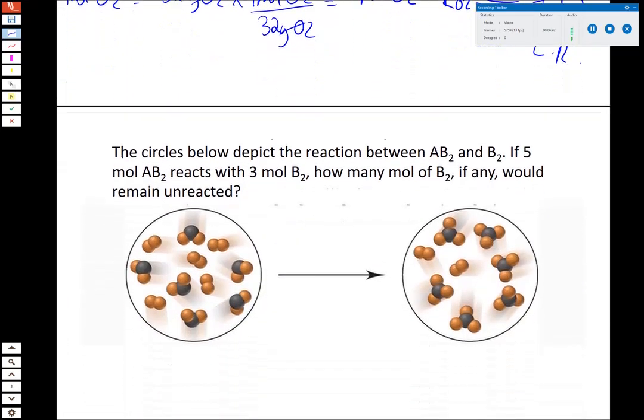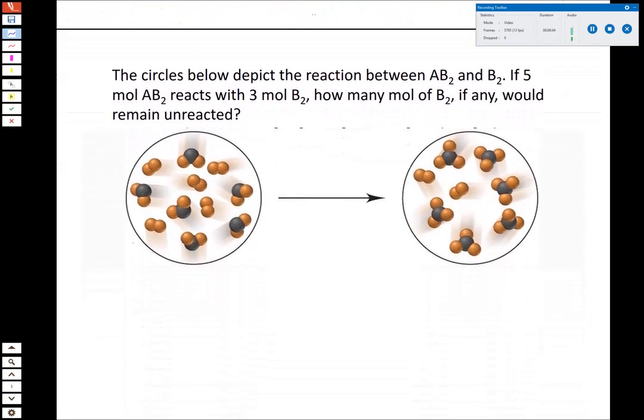It does involve calculations in this case, but it's looking at this picture here, and we're showing the reaction between AB2 and B2, and so it's showing where we're starting with, what we're ending with, and it says if 5 moles of AB2 reacts with 3 moles of B2, how many moles of B2, if any, would remain unreacted? Okay, so we are going to go through the steps first of finding a balanced equation. So we have AB2 and B2 are the reactants.